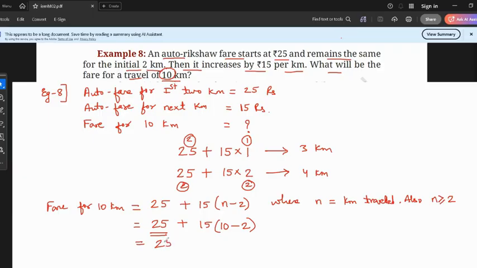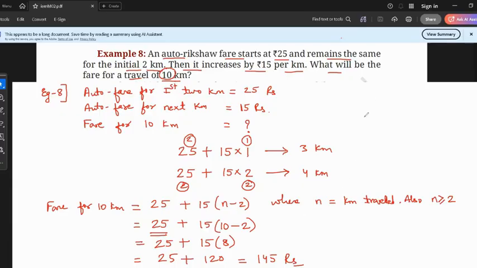Next, 25 plus 15, 10 minus 2 is 8. 15 8s are 120. 120 plus 25 is 145 rupees. So this is a fare for first 10 kilometer.